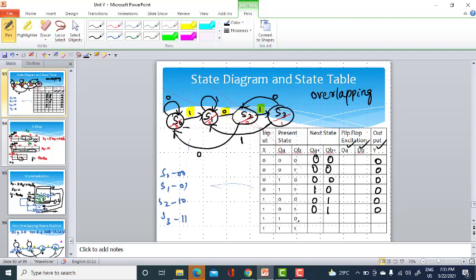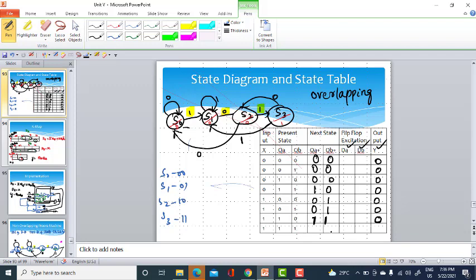And when you are in 10, that is S2, when you receive 1, you will move to the next state 11, that is S3. And what about your output? In the Moore machine model, output is the same as the present state. Present state is 10, so your output is 0.